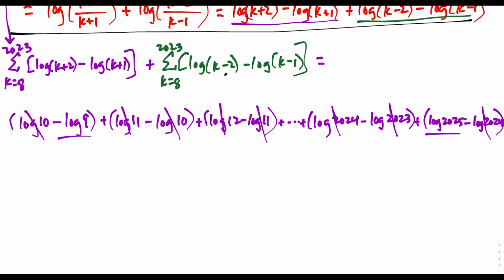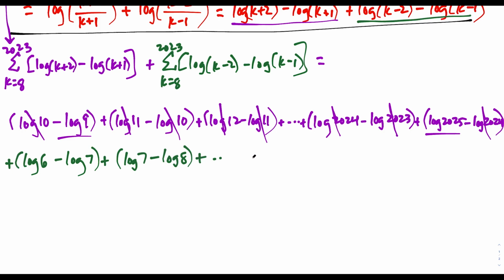But now we have to repeat this, but we're going to do it for the series in green here, because once again, we broke up the original series into two separate series. So now we have plus, and we're going to plug in 8. We're going to have log of, if I do 8 minus 2, I get 6. And I have minus log of 8 minus 1 is 7. So I could do this for the first few terms here. If I plug in 9, I'm going to have log of 7 minus log of 8. And I'm going to do this all the way towards the end here.